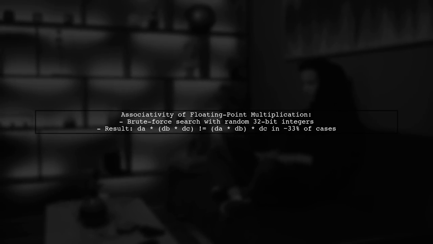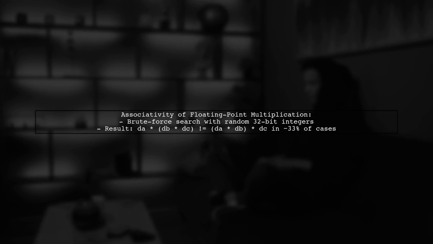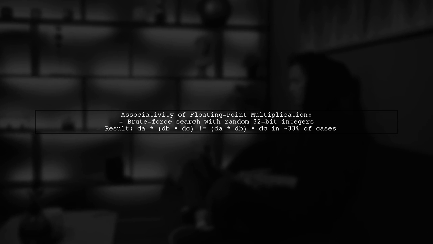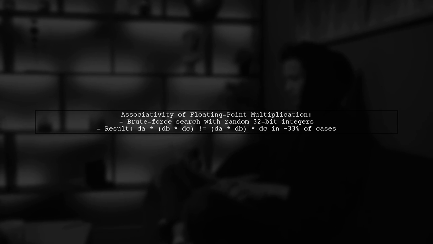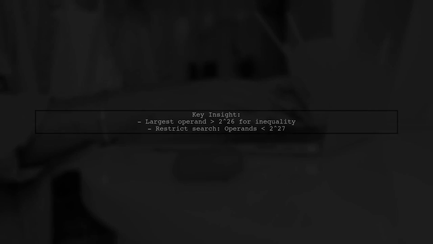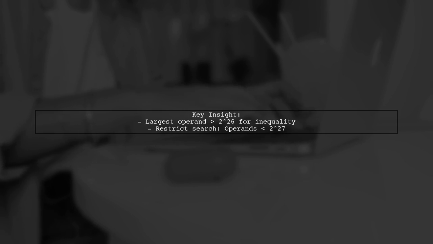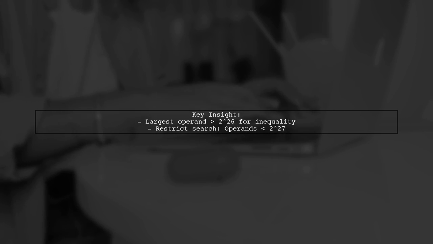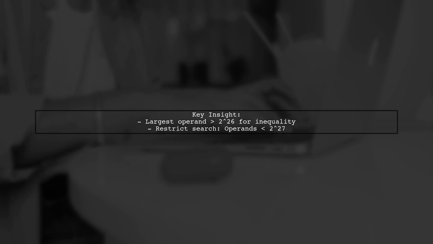In exploring the associativity of floating point multiplication, a brute force search with random 32-bit integers shows that (dA times dB) times dC does not equal dA times (dB times dC) in about 1/3 of the cases. Key insight from Pascal Cuoq indicates that the largest operand must exceed 2 raised to the 26th power for the inequality to occur. This allows us to limit our search to operands less than 2 raised to the 27th power. The code provided suggests that the inequality can occur if either product exceeds 2 raised to the 53rd power, meaning the largest factor must be greater than the square root of 2 raised to the 53rd power.